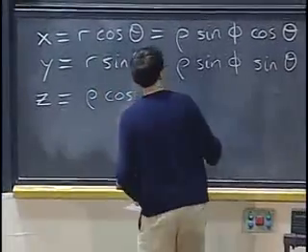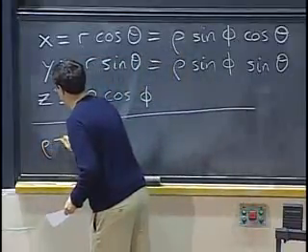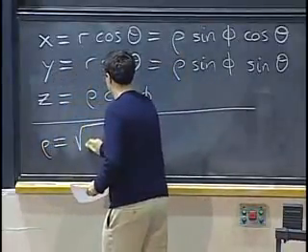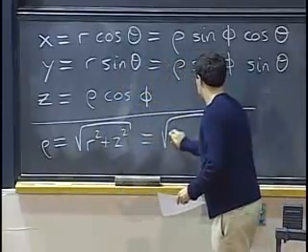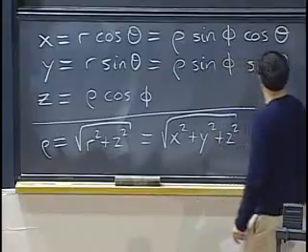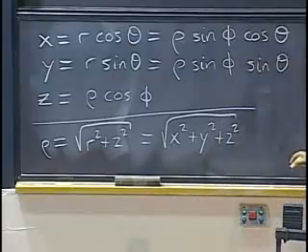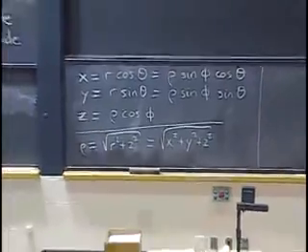Okay, and in case you ever need to switch backwards, I just want to point out that rho is the square root of r squared plus z squared, which means it's the square root of x squared plus y squared plus z squared. Okay, so that's basically all the formulas about spherical coordinates. Okay, any questions about that? No?